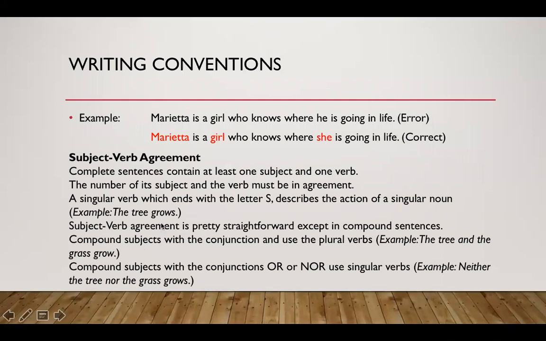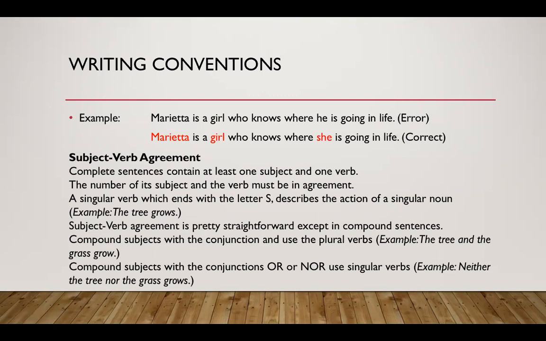So we were talking about complete sentences containing at least one subject and one verb. Okay, so a complete sentence contains at least one subject and one verb. The number of its subject and the verb must be in agreement. A singular verb, which ends with the letter S, describes the action of a singular noun. So this is where we stopped. The tree grows. There's only one tree, yet it grows and it has an S at the end.